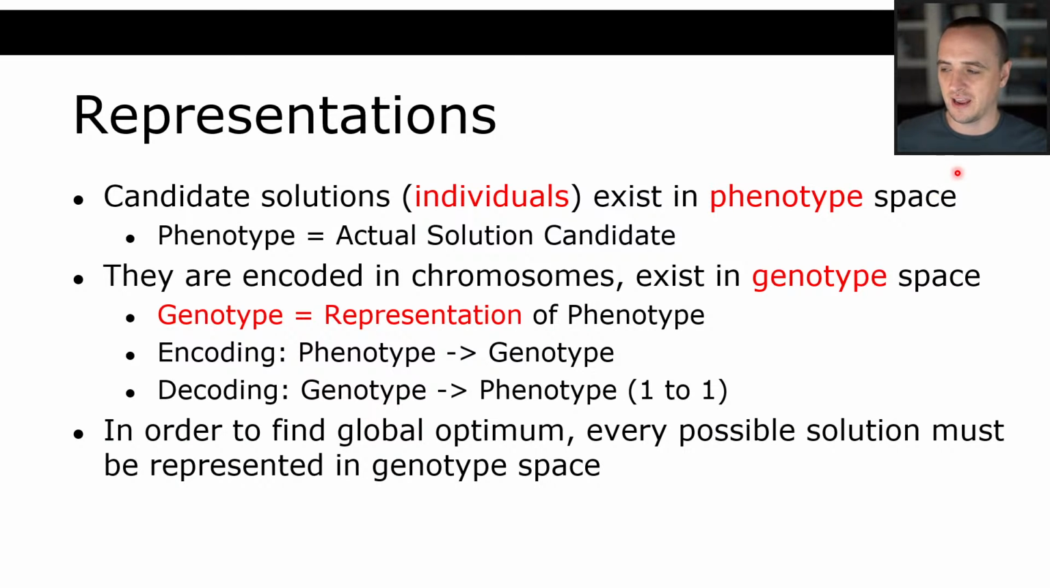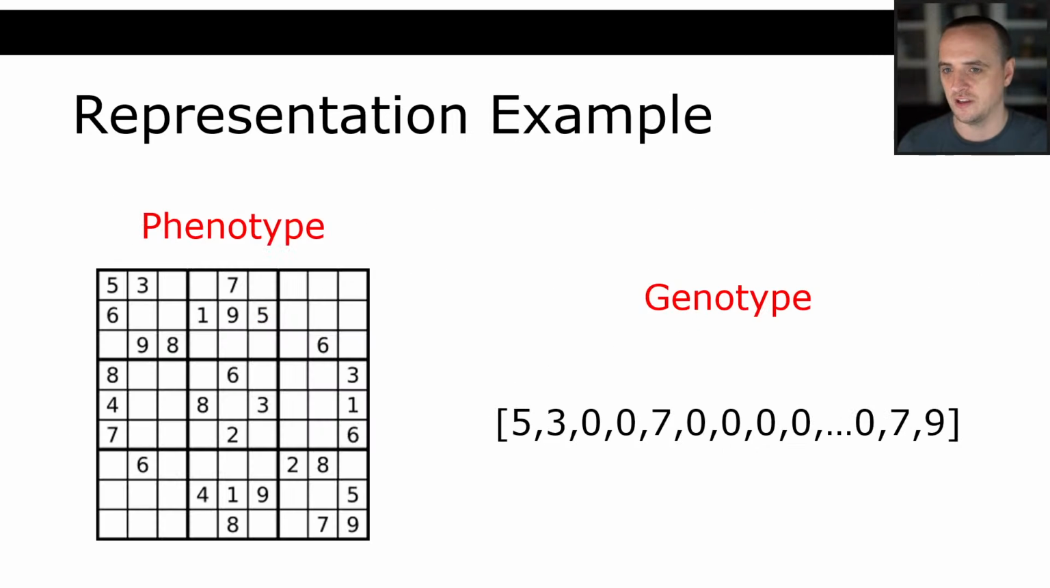In order to find a global optimum to our solution, every possible solution must be represented in the genotype space. What this means is that in order to get the best possible solution, you better be sure that whatever representation you have chosen as the genotype can represent every possible phenotypic trait. So, just to drive this home, here is a concrete example.